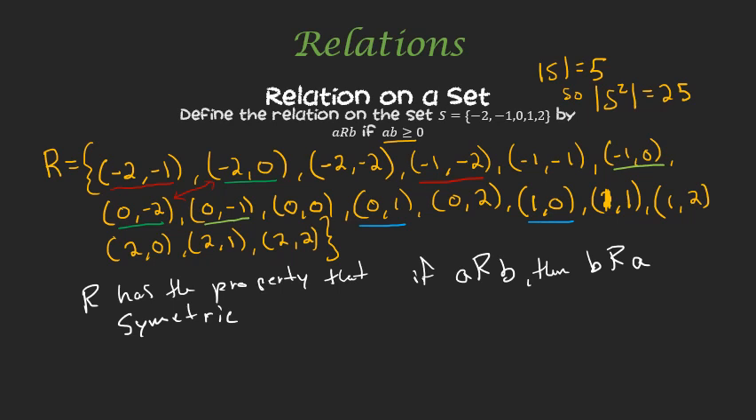So I could also write it as: if (A, B) is in the relation, then (B, A) is in the relation. So this relation has that property. Not all relations do, but this one certainly does. So we say that this relation is symmetric.